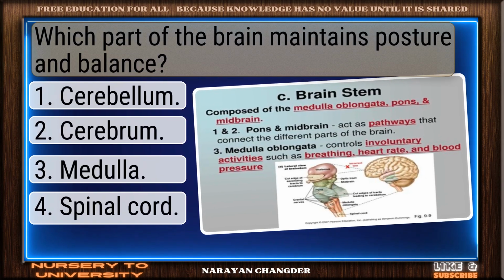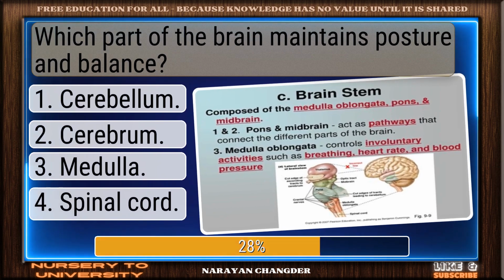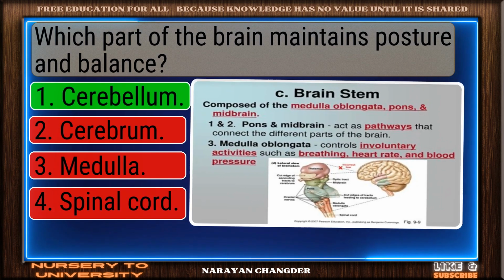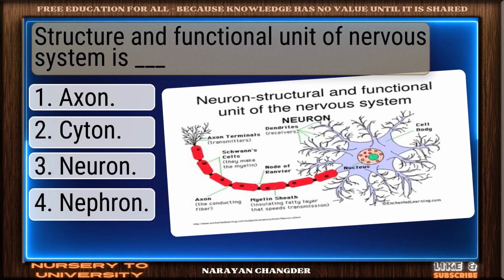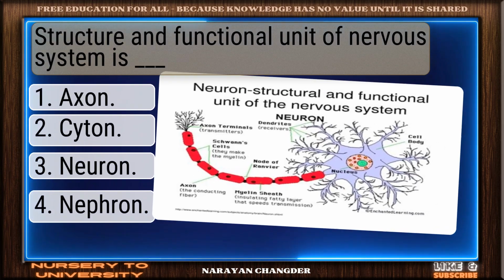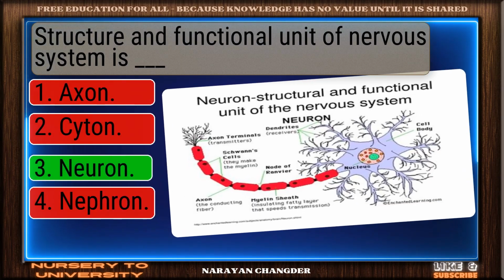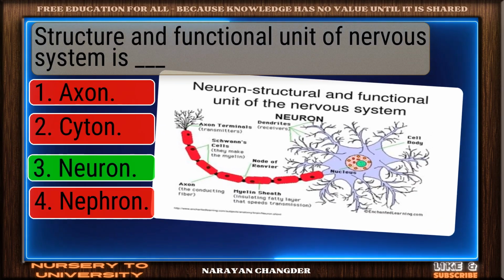Which part of the brain maintains posture and balance? Correct response. Cerebellum is accurate. Structural and functional unit of nervous system is dash. Well picked. Neuron is correct.